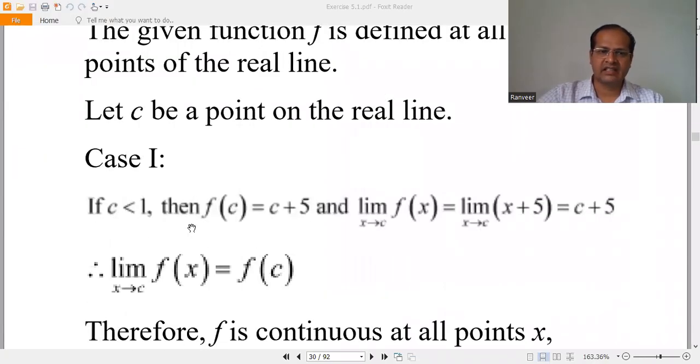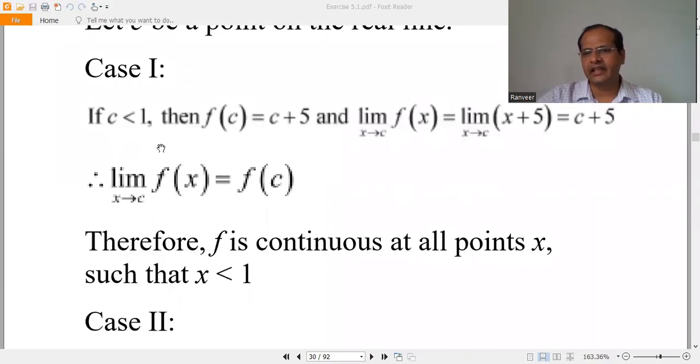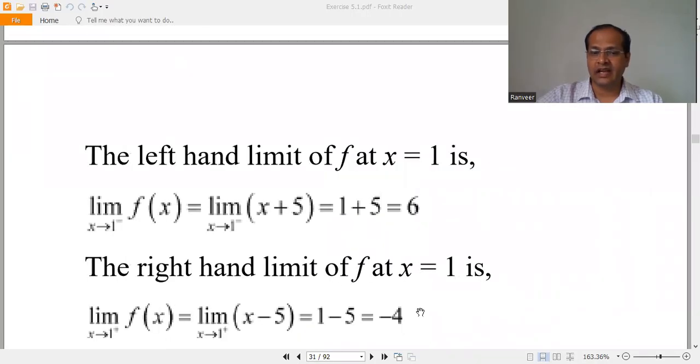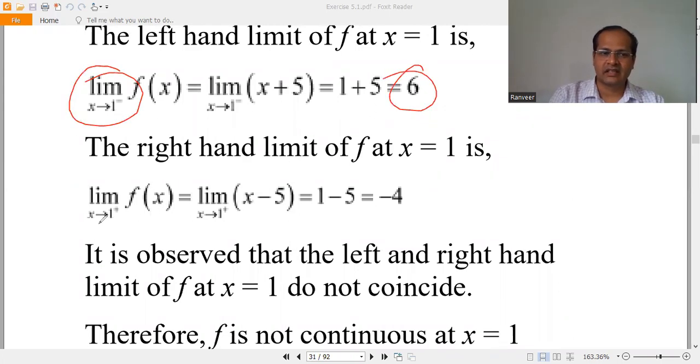So for C less than 1, C equal to 1, and greater than, there is only a single definition of the given function, so at those points it is continuous for C less than 1. But at the particular point, if we check, the 1 minus value is coming 6, and the 1 plus value is coming minus 4.